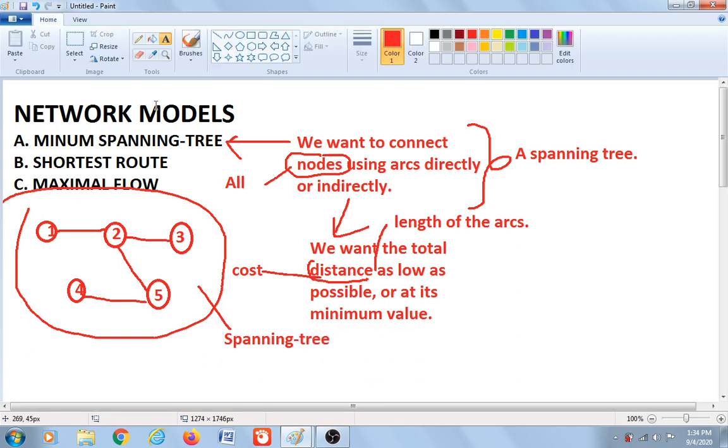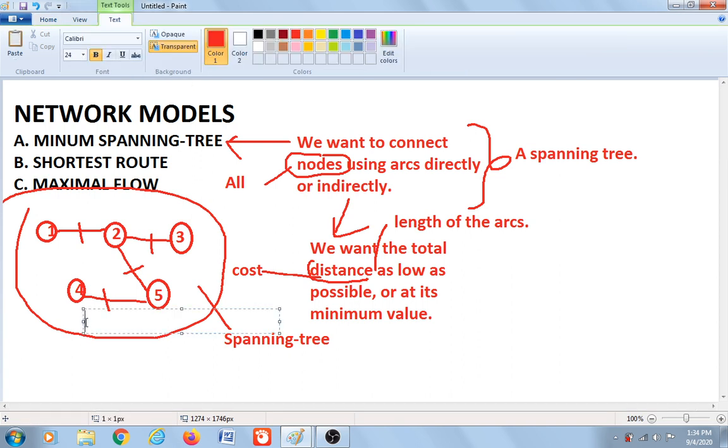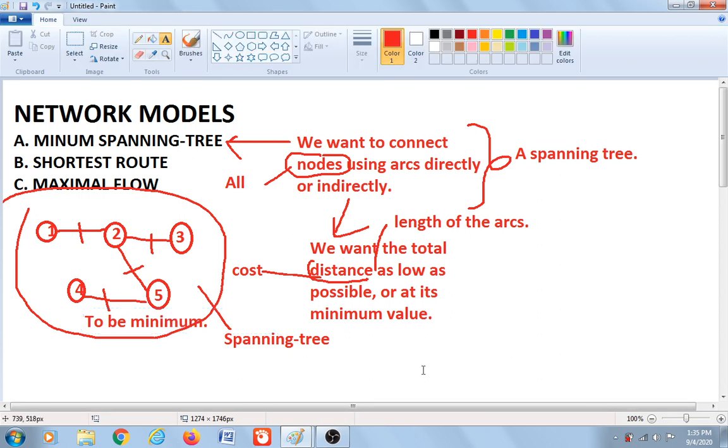And in the minimum spanning tree problem, we want the total distance of the arcs, the distance of this arc plus this one and plus this arc, to be minimum. So that is the minimum spanning tree problem.